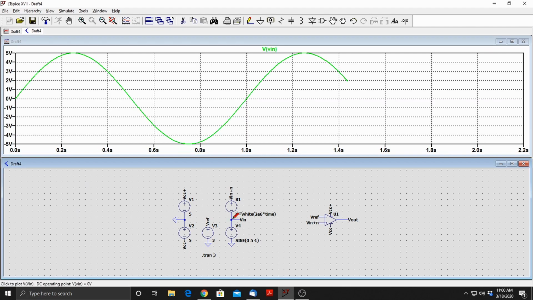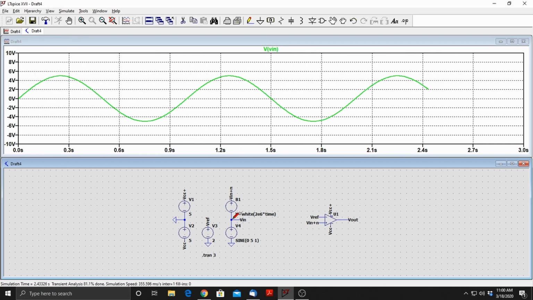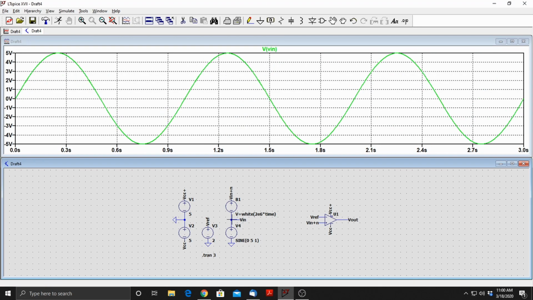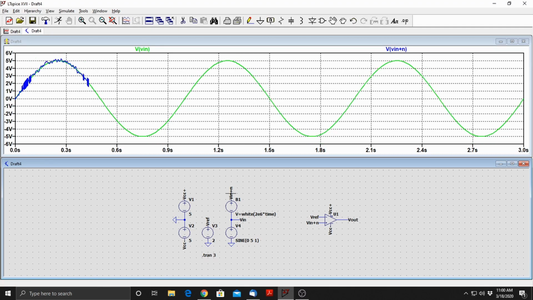We get a nice even sinusoid. And the reason why it's lagging a bit is because it's processing what these random values are, and that takes the computer some time to do. If I click on this node, I'm going to see the noise superimposed on top of my input signal. And so I see that my input signal is fairly noisy. It's probably tens to hundreds of millivolts being applied on my input signal. And now let's look at the output.